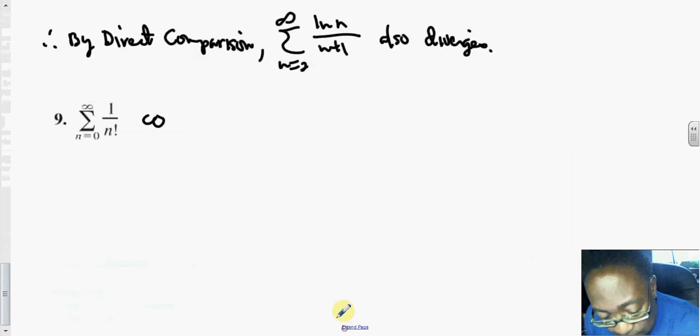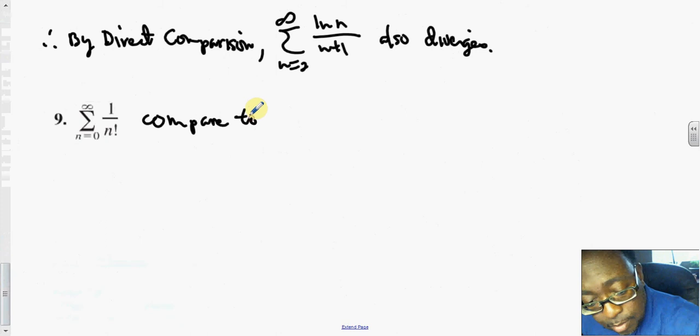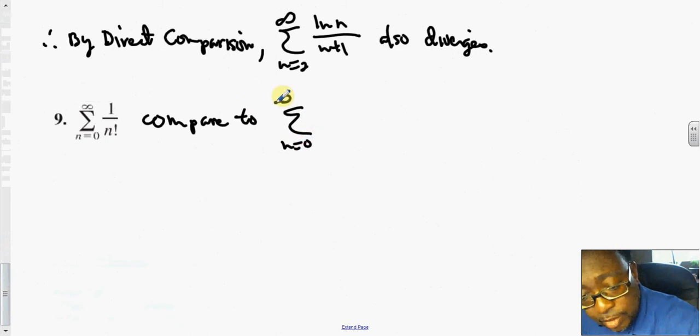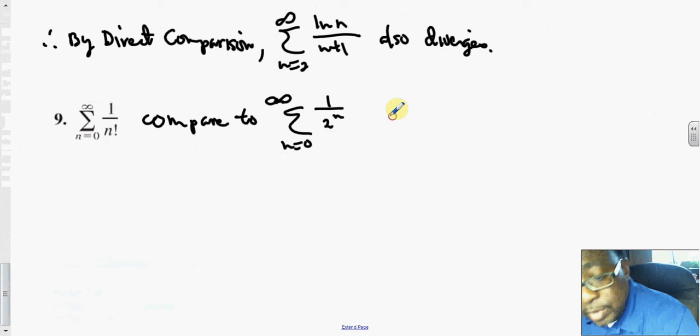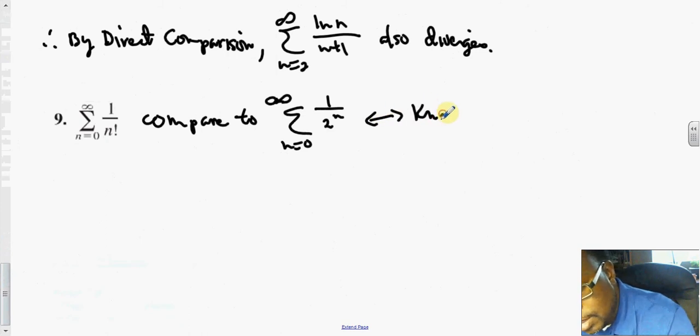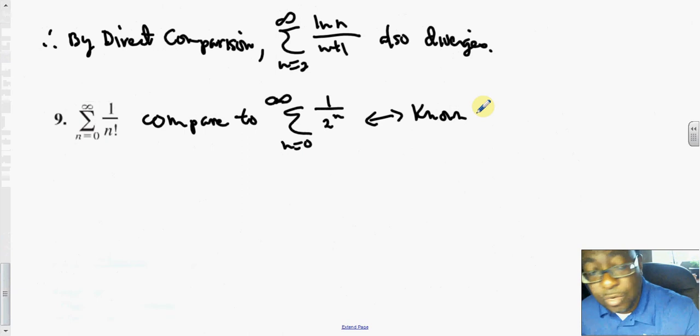Let's compare to the summation as n goes from 0 to infinity of 1 over 2 to the n. Well, this is a known convergent geometric series.